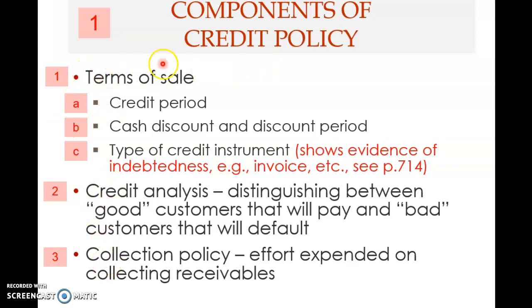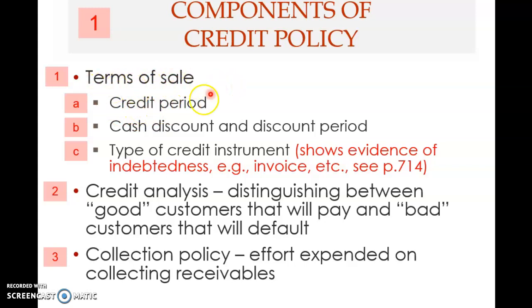Yeah, there are three components of credit policy. The first one is called terms of sale. A company's credit policy will cover these three aspects. One is the terms of sale, the second is credit analysis, and the third is collection policy. Now, what do we mean by terms of sale? Terms of sale will include three more categories of subjects.